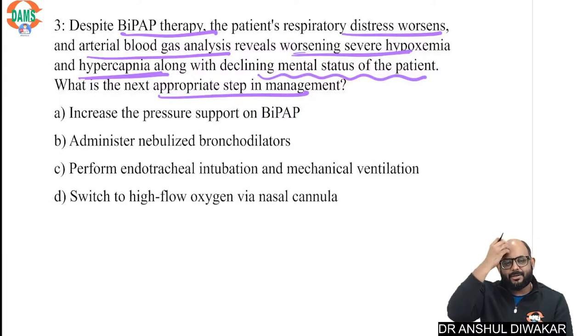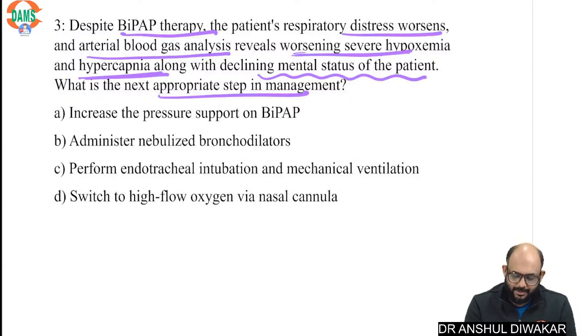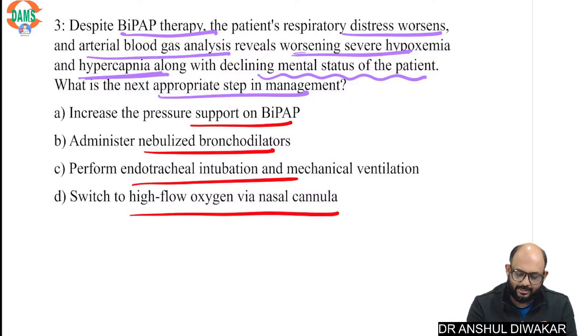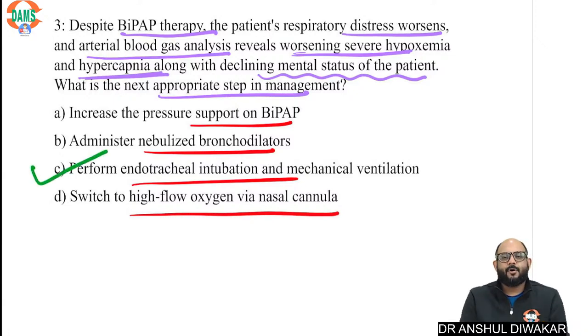The question is practically feeding you the answers. Increase pressure support on BiPAP, bronchodilator, endotracheal intubation, high flow nasal cannula. You will perform endotracheal intubation and mechanical ventilation.